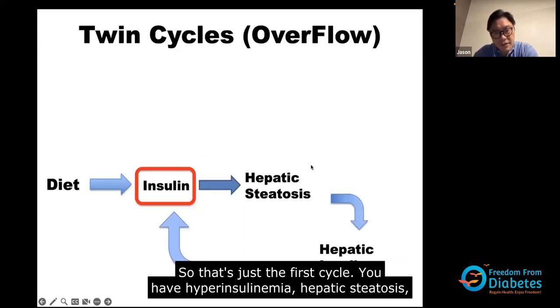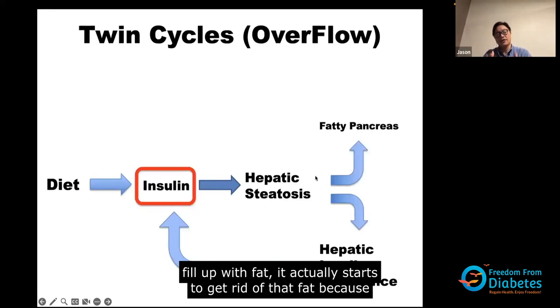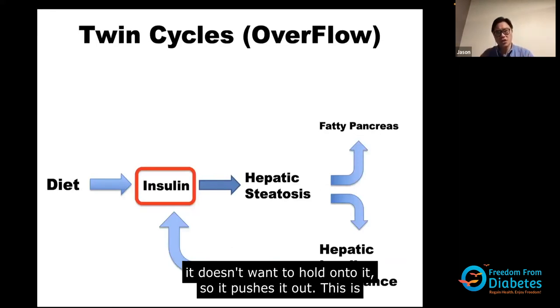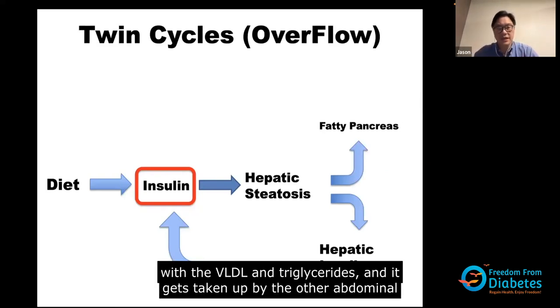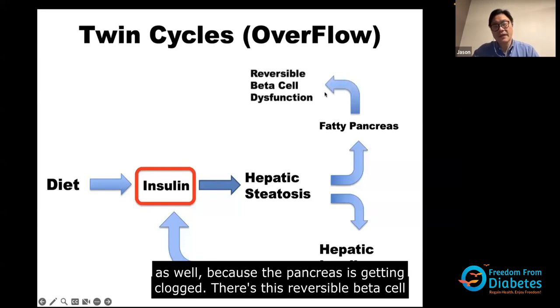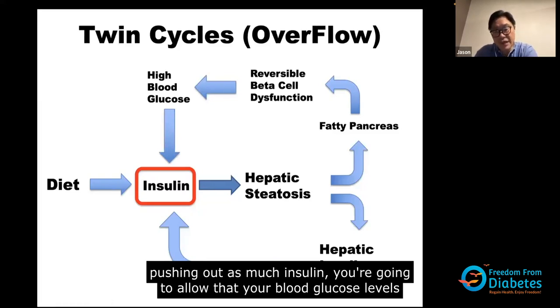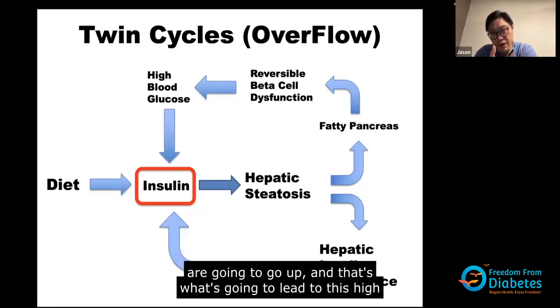You have hyperinsulinemia, hepatic steatosis, insulin resistance. But there's a second one. As the liver starts to fill up with fat, it actually starts to get rid of that fat because it doesn't want to hold on to it. So it pushes it out. And this is with the VLDL and triglycerides, and it gets taken up by the other abdominal organs, which leads to abdominal obesity, but you get this fatty pancreas as well. Because the pancreas is getting clogged, there's this reversible beta cell dysfunction, which leads to the high blood glucose, right? Because as you're not pushing out as much insulin, your blood glucose levels are going to go up. And that's what's going to lead to this high insulin again.